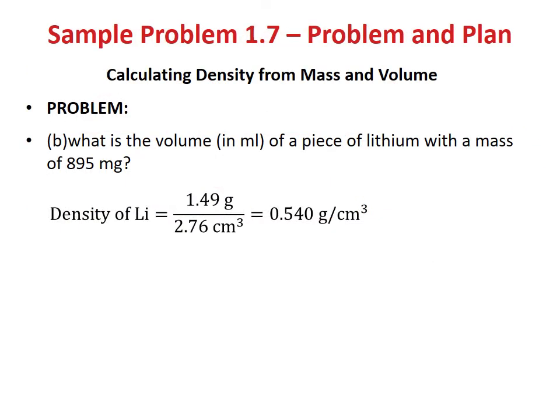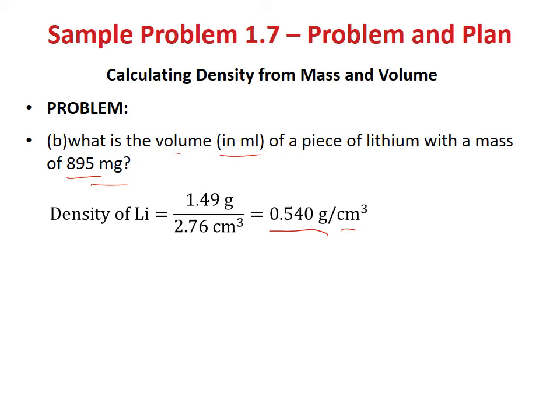In sample problem 1.7a, we already calculated density. The answer is 0.54 gram per cubic centimeter. In question B, it asks what is the volume in milliliter of a piece of lithium with a mass of 895 milligram. Can you do it? I suggest you pause the video and try it yourself and see if you can do it.